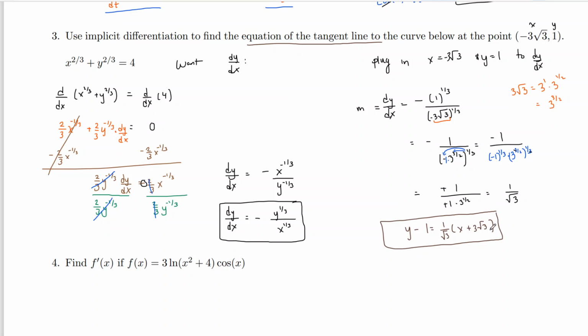Now you can simplify this. You can solve for y if you want. Distribute the 1 over the square root of 3 and add the 1 to each side. And I'll leave it up to you to check that we get y equals 1 over the square root of 3, x plus 4. And the only reason this simplifies so much is when you distribute the 1 over the square root of 3, it knocks this off. So you're just left with 3 plus 1 gets you 4.